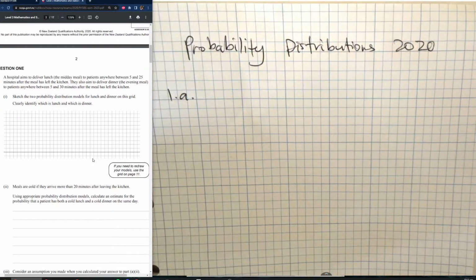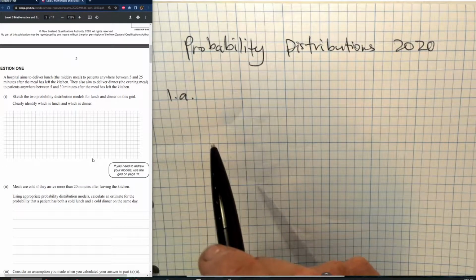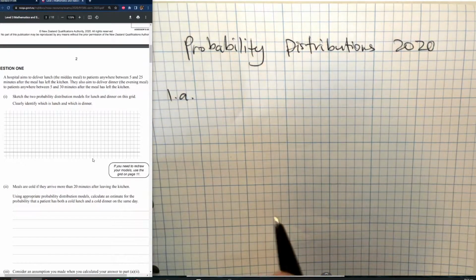1A. A hospital aims to deliver lunch, the midday meal, to patients anywhere between 5 and 25 minutes after the meal has left the kitchen. They also aim to deliver dinner, the evening meal, to patients anywhere between 5 and 30 minutes after the meal has left the kitchen. Sketch the two probability distribution models for lunch and dinner on this grid. Clearly identify which is lunch and which is dinner.